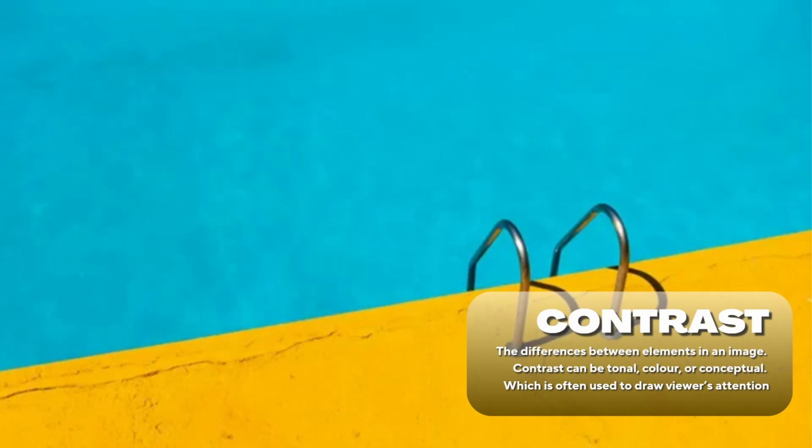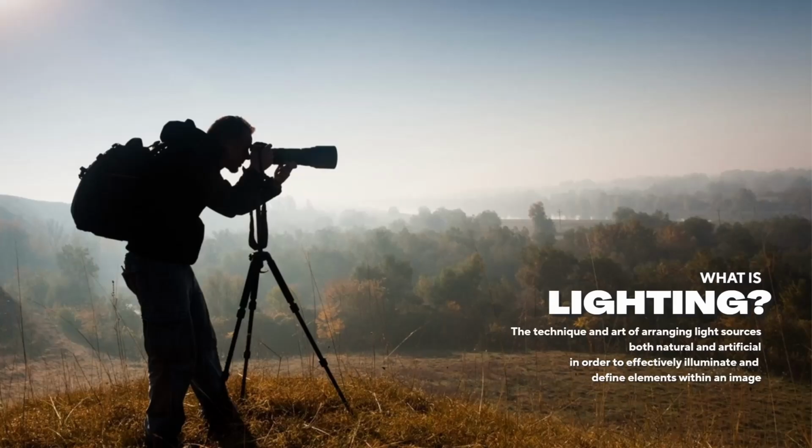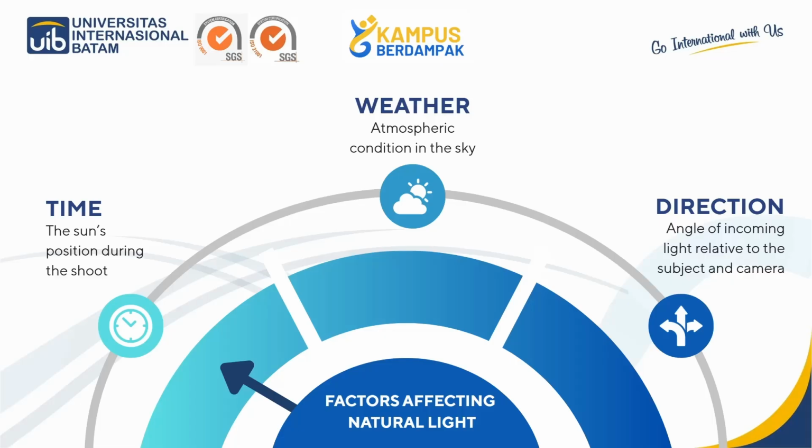Now, after we learn various compositions in order to create a good photo, we also need to learn one more element that is important in photography, that is lighting. Lighting is the technique and art of arranging light sources, both natural and artificial, in order to effectively illuminate and define elements within an image. There are 3 factors affecting natural light. First is time, which is the sun position during the shoot.